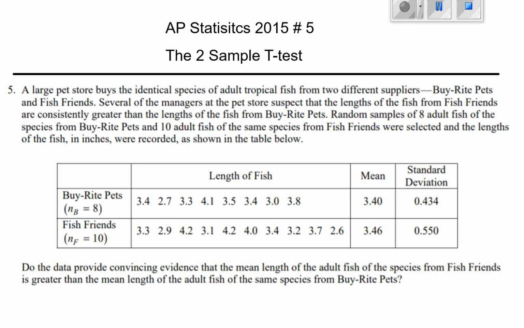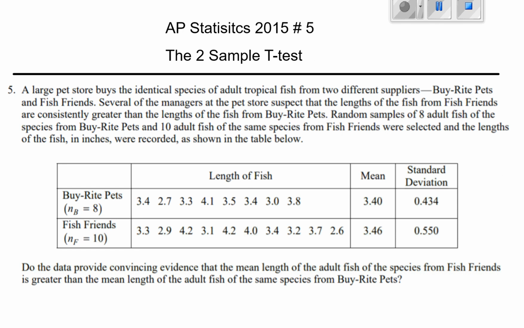Okay, so today we're going to pick a problem from the AP exam in statistics. It's 2015, number 5. And this was a two-sample t-test. What you're doing in this problem is you're comparing the mean of one population to the mean of another. So let's just take a minute to look it over.